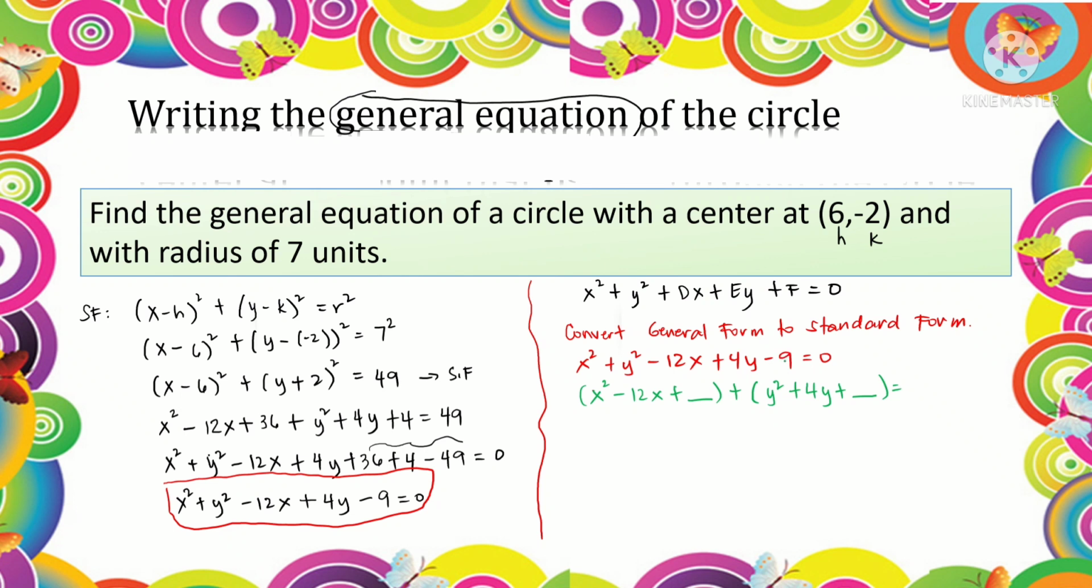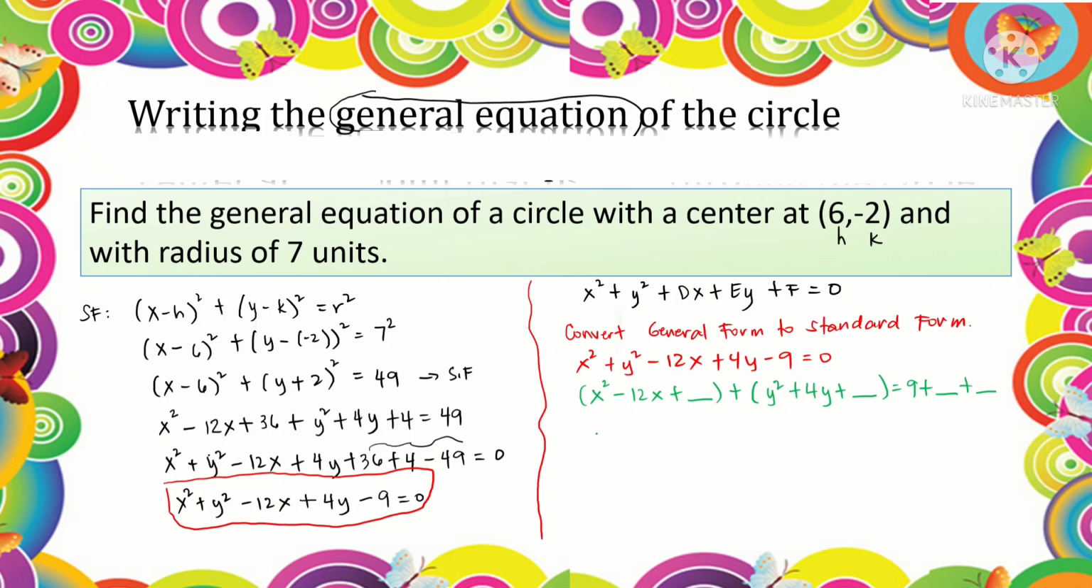let's transpose negative 9 here, it will become positive 9, plus whatever you add in the left will be added to the right. That is called, we have to use completing the square. Let's complete the square on the first group. In completing the square, you have to take the half of the middle term. Half of negative 12 is negative 6.